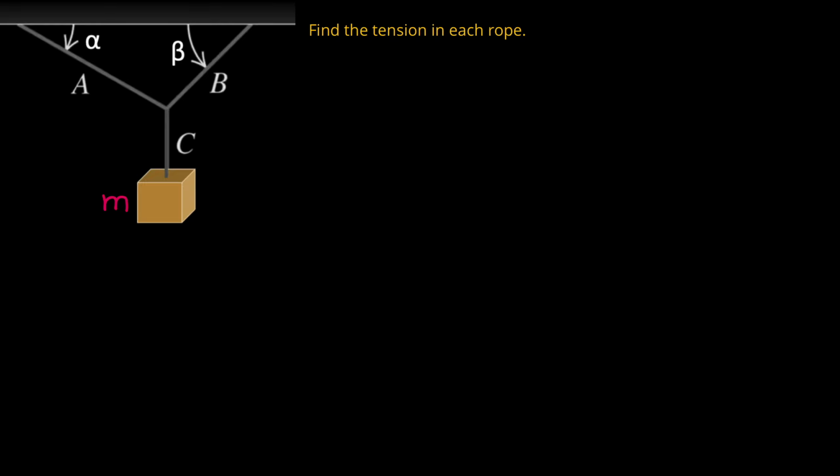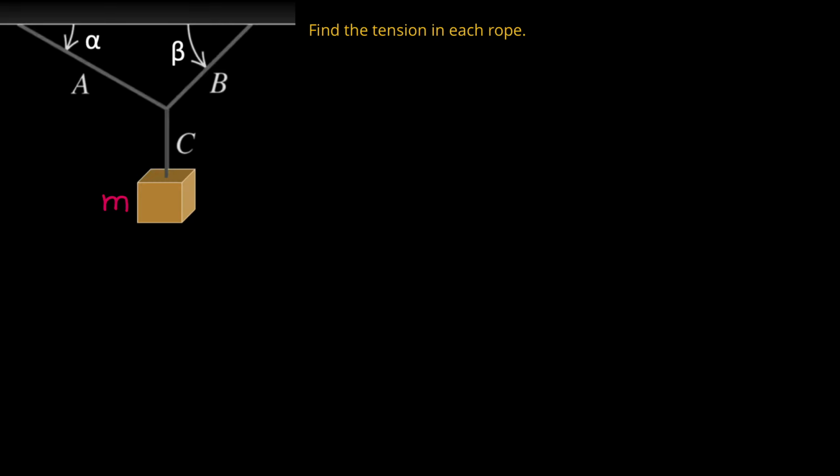We have a box of mass M attached to the ceiling as shown in the picture. There are 3 ropes. There's a tension force in each rope, and our task is to find the tension in each rope. So that will be the magnitude of the tension force in each rope A, B, and C.